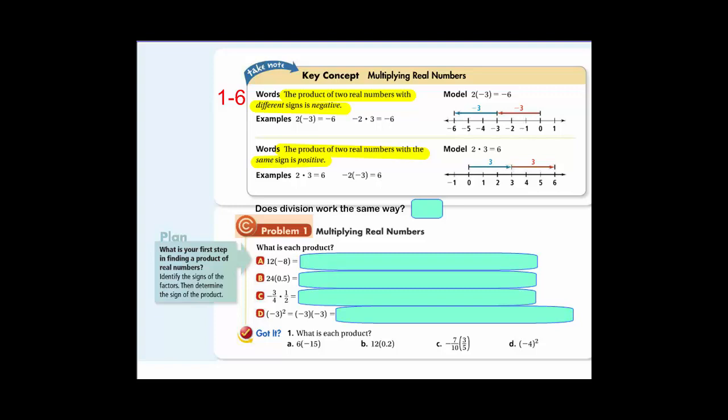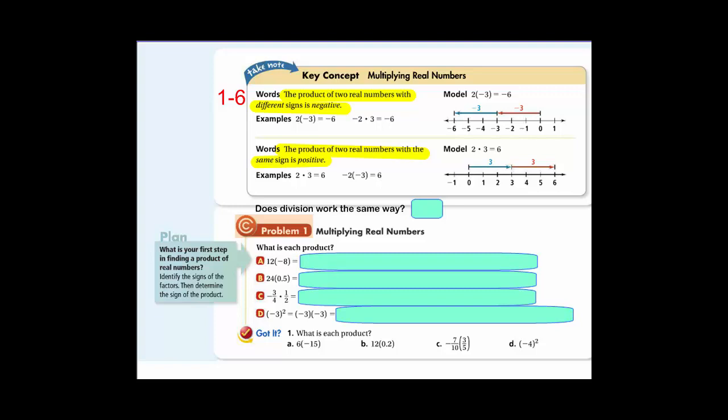1.6 is really about multiplying and dividing real numbers rather than adding and subtracting. The key concept is that the product of two real numbers that have different signs is going to be negative. So a positive times a negative is negative. A negative times a positive is also negative. If you are multiplying two real numbers with the same sign, like a positive times a positive, the answer will be positive. Even a negative times a negative is also positive.